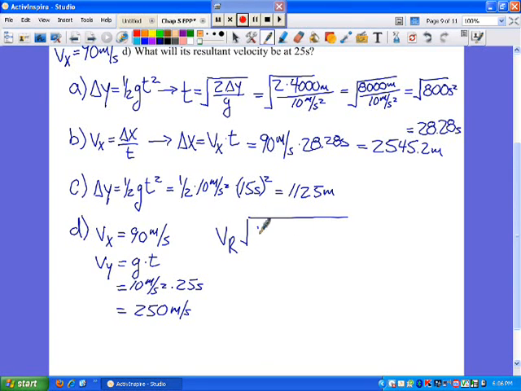To find the resultant velocity, we again use a variation of the Pythagorean theorem, where Vx is replacing A and Vy replaces B, while Vr, or the resultant velocity, replaces C. Once we have that written out, we plug in our information, or Vx is equal to 90 meters per second, and we square that, plus our Vy of 250 meters per second, which will also be squared.